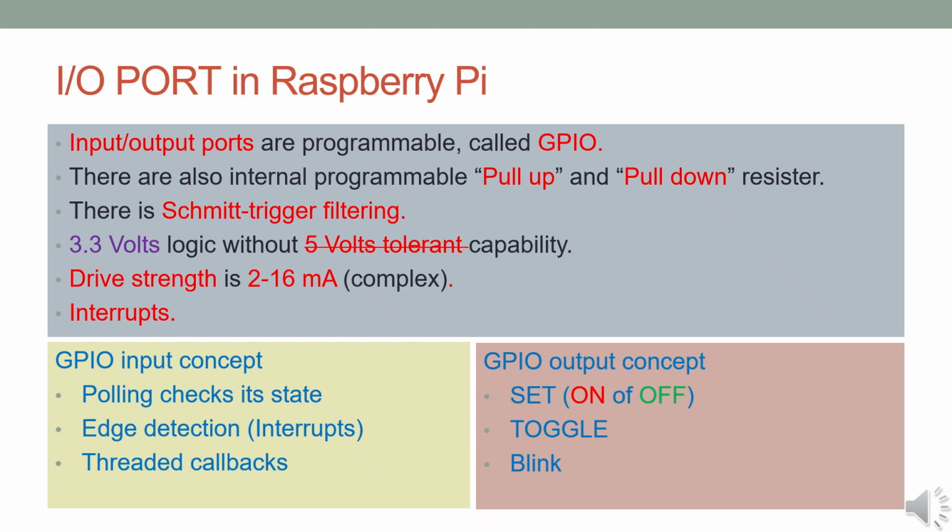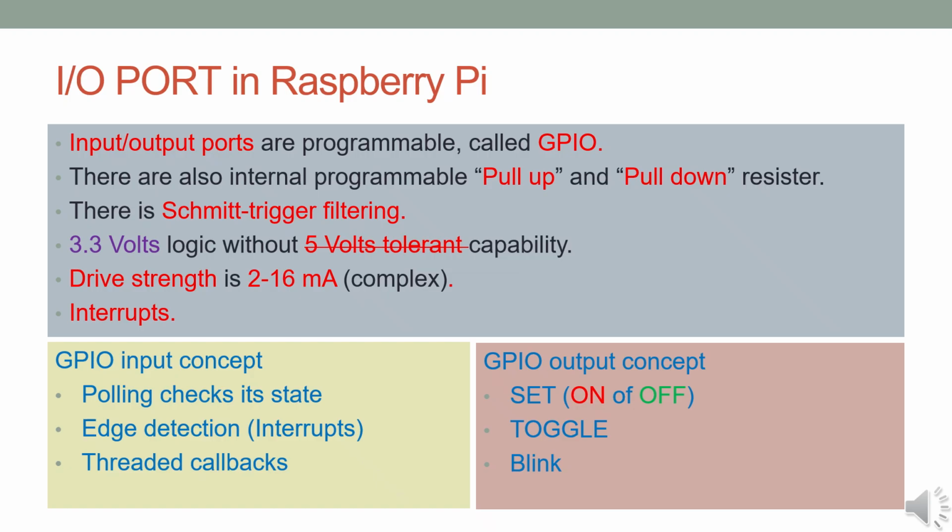Blink: repeatedly turn the pin on and off based on a time interval. For example, you can set an LED to blink every 1 second. These functions are available through libraries like gpiozero, which simplify GPIO management. The default blink interval is typically 1 second, but it can be customized programmatically.